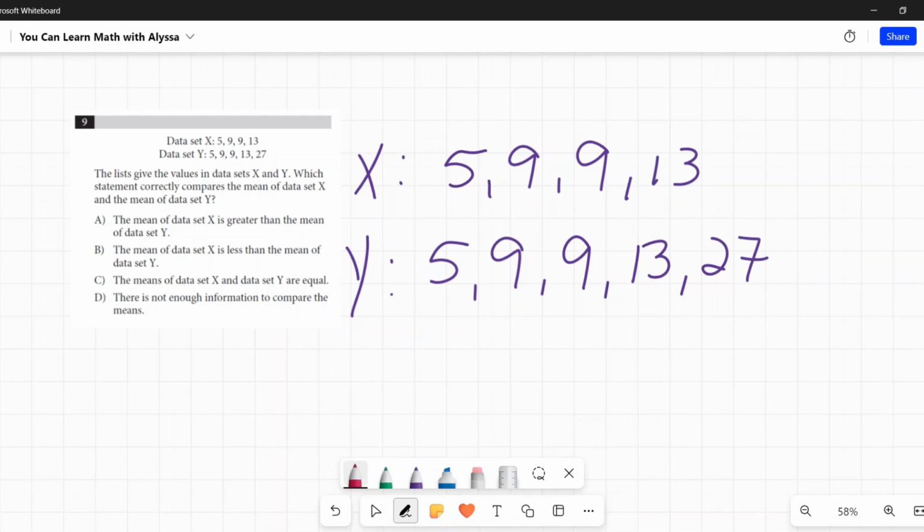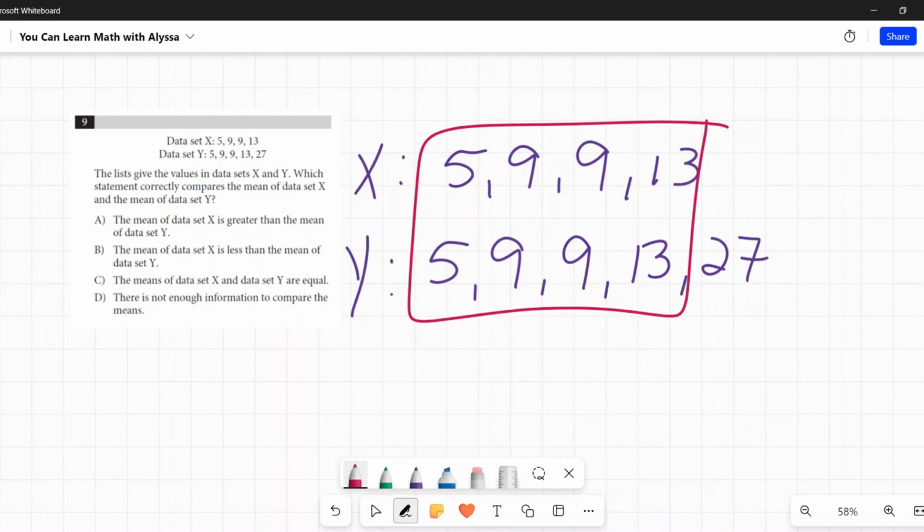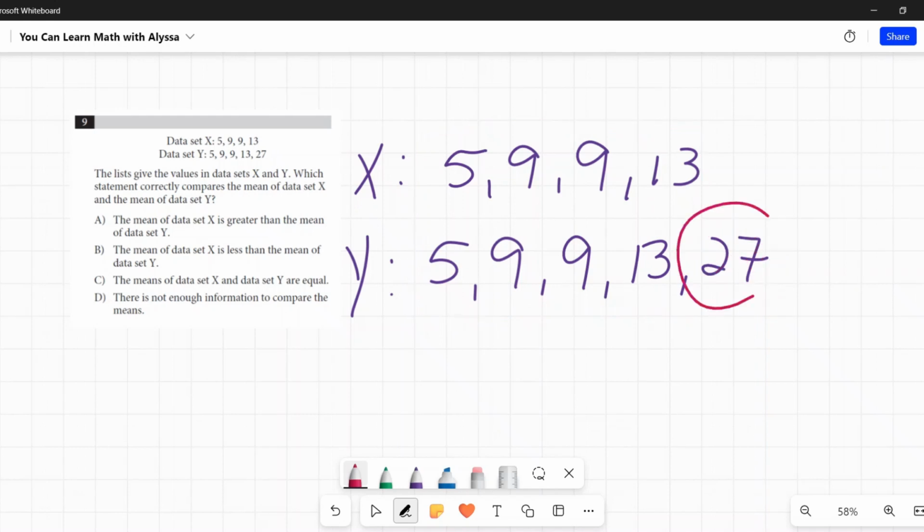Okay, so when we're looking at these 2 data sets, they start off exactly the same: 5, 9, 9, and 13. So if this 27 were not there, their means would be identical, mean being the average. The average of those data sets would be the same. But you have this 27, so they're not going to be the same. So right off the bat, when it says they're equal, no. And this one's saying there's not enough information to compare the means. We can take the average of 4 numbers and 5 numbers. There's enough information. D is out.